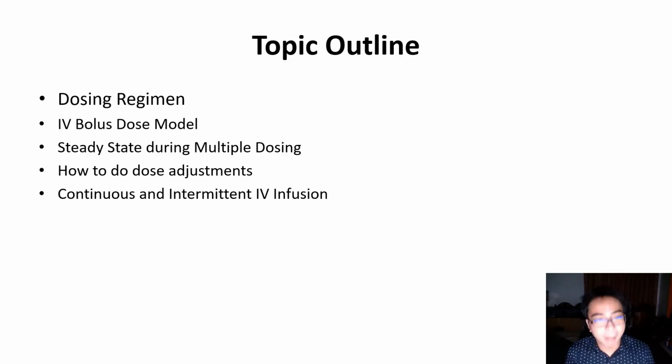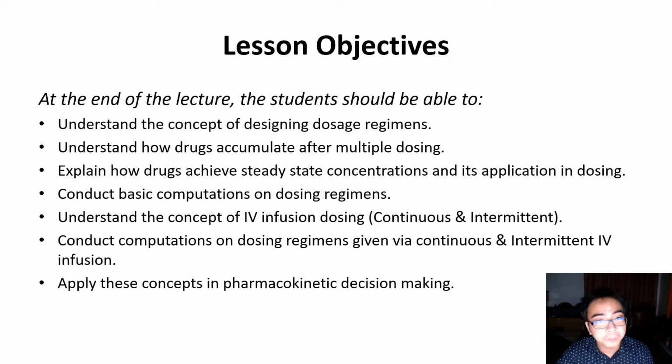So for today's topic, class, we will be having the following. We will be discussing dosing regimens, the IV bolus dose model. Then we'll be talking about the steady state during multiple dosing. So what happens here, or how do we reach steady state upon giving the drug multiple times? Then how to do dose adjustments. And lastly, we will be talking about continuous and intermittent IV infusion. So what's the difference between the two?